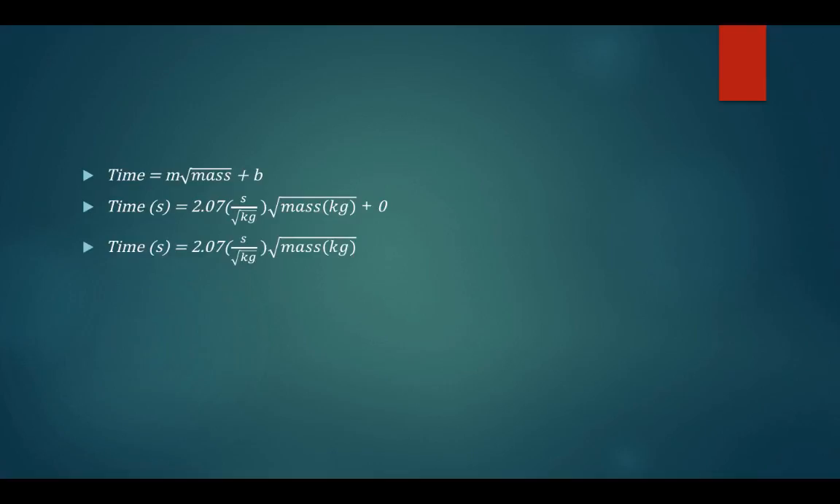So revisiting our equation, time equals slope times root of mass plus b. We can substitute now our slope. Time in seconds equals 2.07 seconds per root kilogram times square root of mass in kilograms plus 0. Our equation is time in seconds equals 2.07 seconds per root kilogram times root mass in kilograms. Our equation simplified is t equals 2.07 m to the power of 1/2, which is equivalent to square root m, where m is mass.